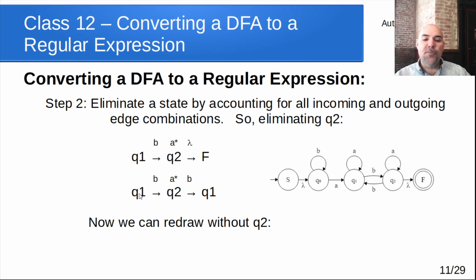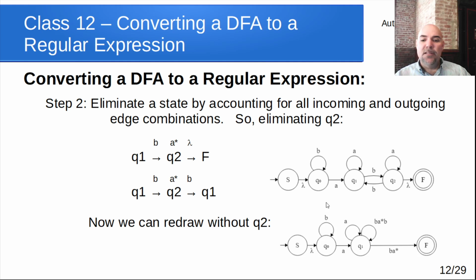And we're going to put an edge from Q1 back to itself. It's going to be labeled B, A star, B. All right, so there we have it. So there we have B, A star, lambda, which is the same as just B, A star going from Q1 to F. And then Q1 already had this A looping back, but we'd added another loop back, which is B, A star, B. So now we've completely gotten rid of Q2.